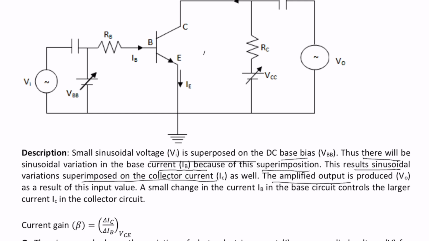The amplified output is produced. This is the amplified output. If the input signal is like this, the output signal will be like this. Okay, amplified signal.